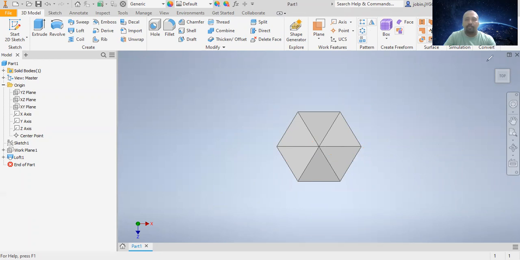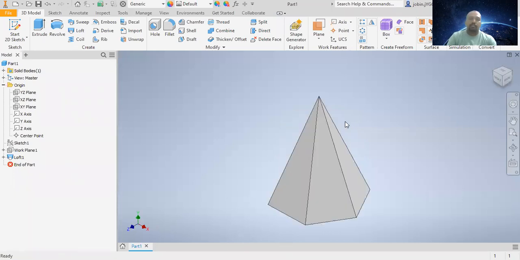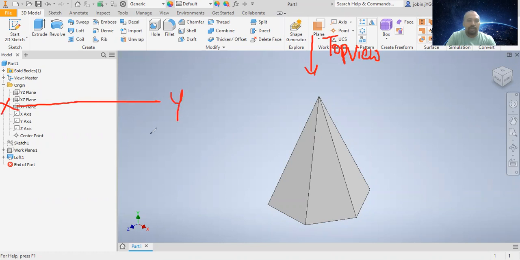Okay. So first we have to draw the top view and the front view. So what is the top view? First you have to draw the top view. Draw the XY line, and the top view will be a hexagon.